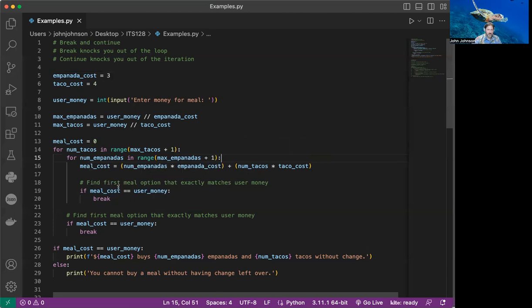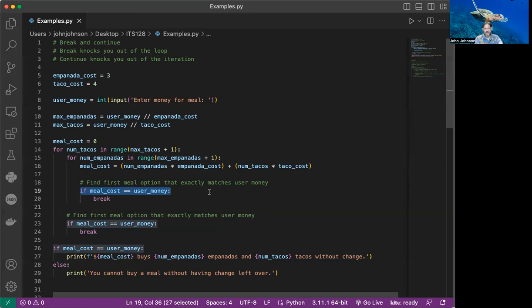So after we finish going through all the empanadas, we're going to look and see if the meal cost is equal to the user money. If it was, we're going to break. We're not going to leave the for. But the reason that we have this meal cost equals user money is we're trying to see that on this iteration, we have a certain number of tacos.